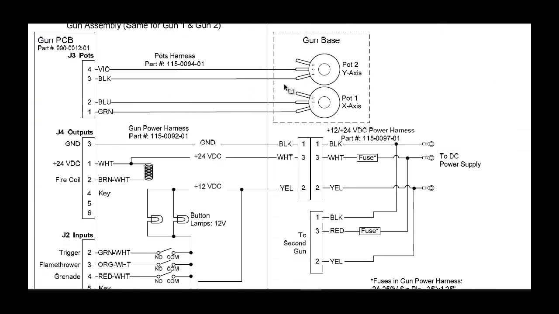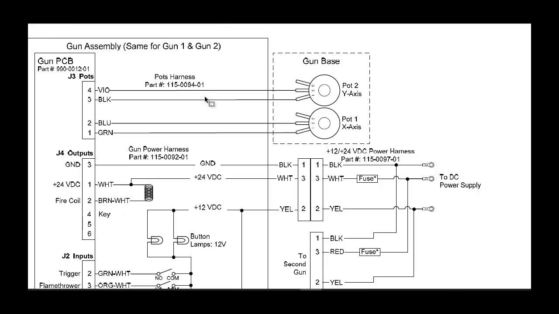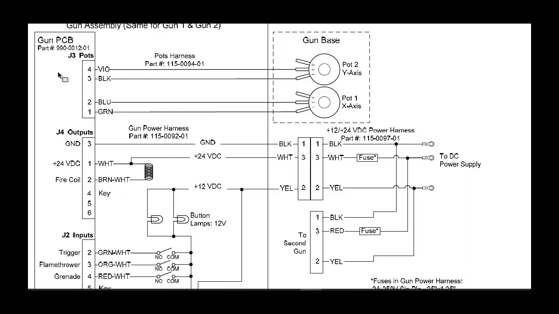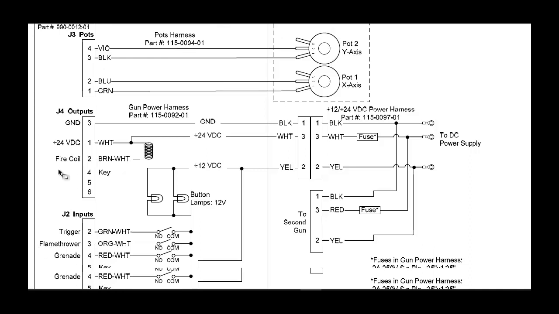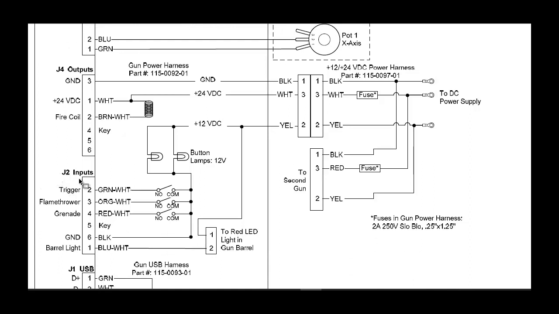Now we have the small ports of the gun. G3, as we see, the small potentiometers. One for X axis, two for Y axis, as we see. Here we have two connections for these resistors. We will see later how to connect it. J4 is for the fire coil or shock coil. J2 is for the switches: trigger, flame gun and grenade.